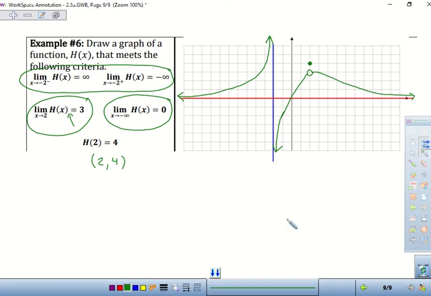We have two different types of discontinuity. We have infinite and a hole discontinuity. And then, of course, I want to make sure that we're approaching 0 when we go to negative infinity, which we are. We actually made it approach 0 on both sides.